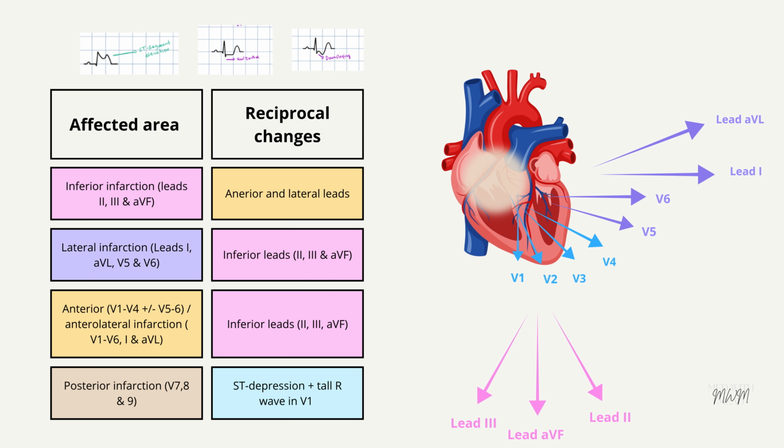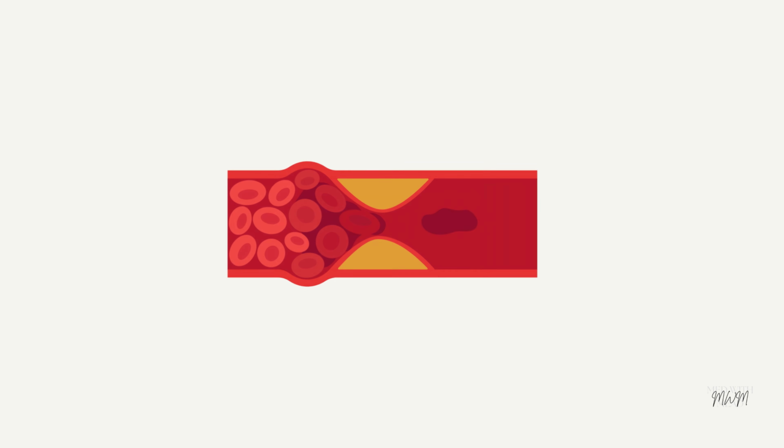Instead, you might find ST depression and a tall R wave in V1, which can suggest a posterior myocardial infarction. To confirm it, we place additional posterior leads, which are called V7, V8, and V9, and can directly view the posterior side of the heart.